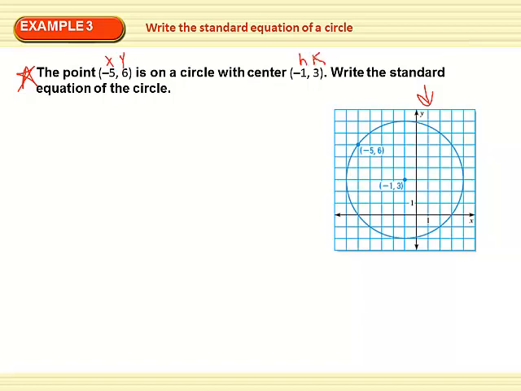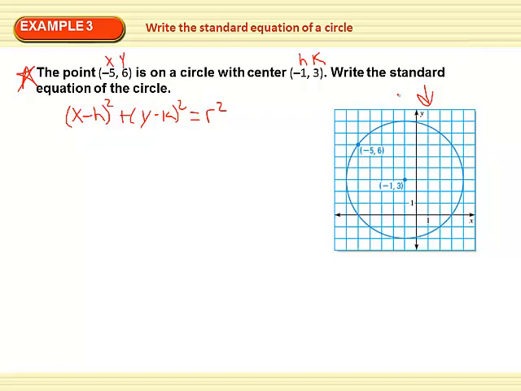What I'm asked to do is write the standard equation of the circle. So we know the standard equation of a circle is x minus h, quantity squared, plus y minus k, quantity squared, equals your radius squared. We don't know what our radius is in this case. Now I can actually look at the picture and find the radius by counting, but again, I'm not going to be giving you this. This is just a visual so you can see what the circle looks like.